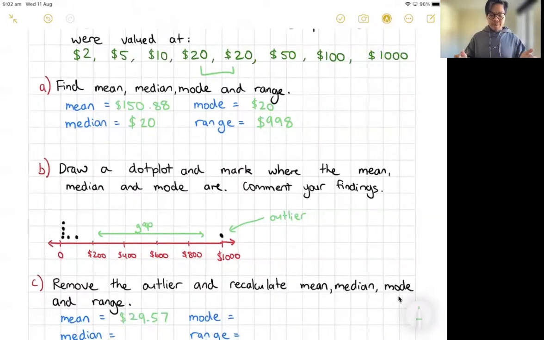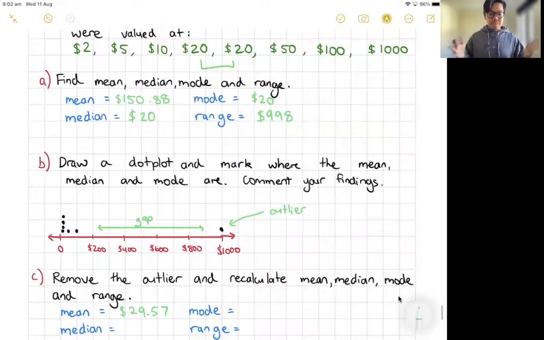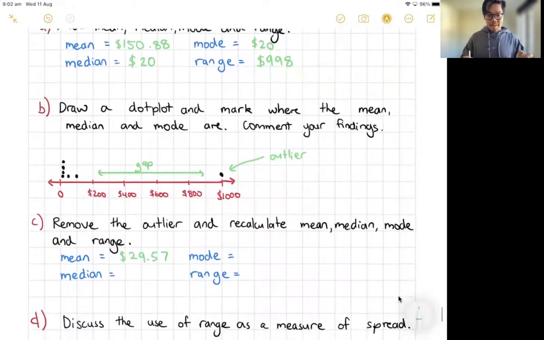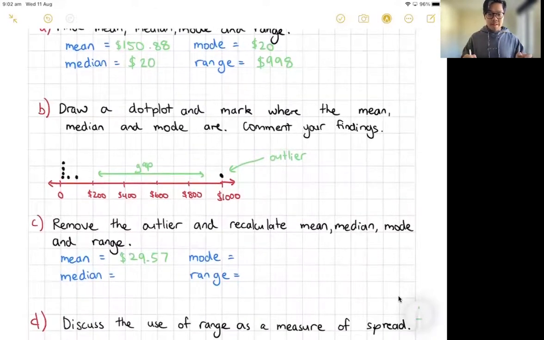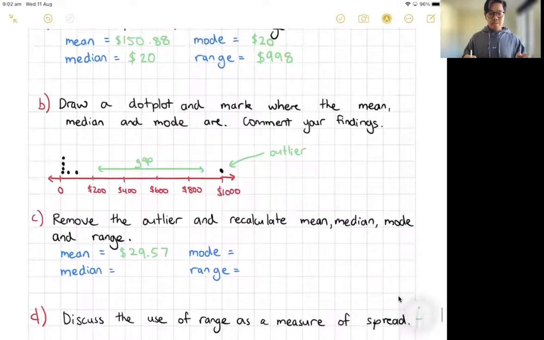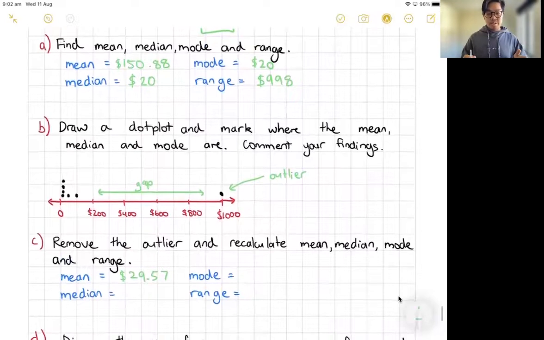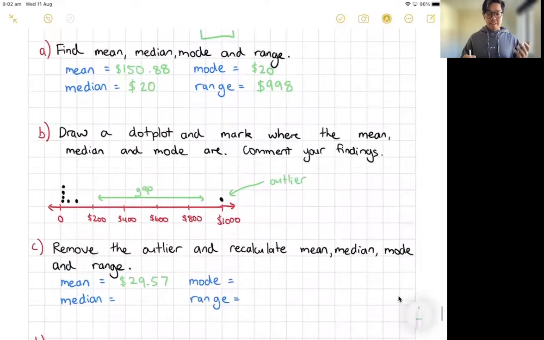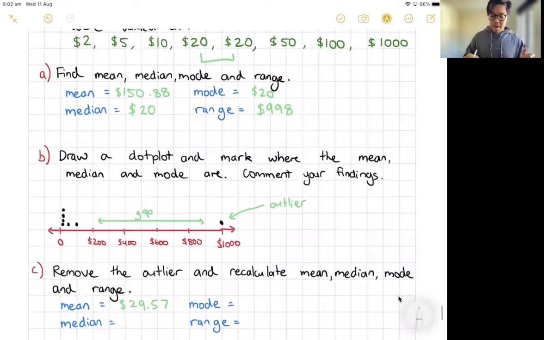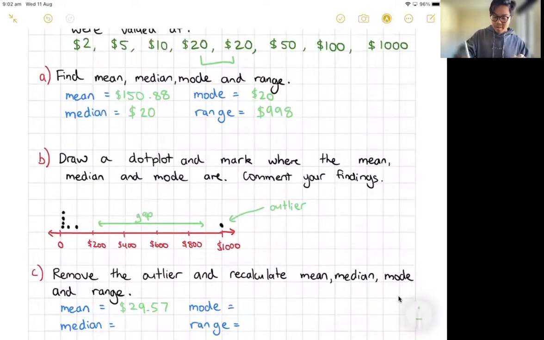So those are some comments that we can make, and we can also see where most of the scores lie. Okay. So the scale is super important for that. Now, it says remove the outlier and recalculate the mean, median, mode, and range. Right, so I've done that. I've taken out that 1000, because that's my highest score, so I pretend that I cross it out and it doesn't exist anymore.